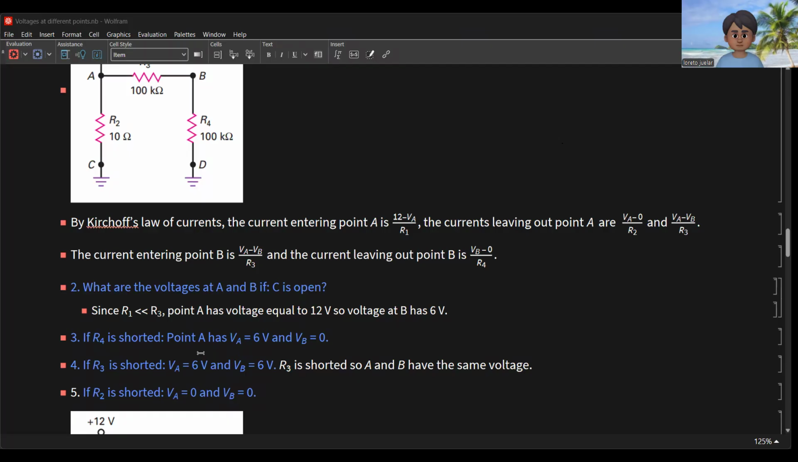Okay, so if R4 here is shorted, the voltage at point A is equal to 6 volts, and therefore the voltage at point B is equal to 0 because R4 here is shorted. Now, if R3 is shorted here, the voltage at point A is 6 volts, and the voltage at point B is also 6 volts. So R3 is shorted, so A and B have the same voltage here.